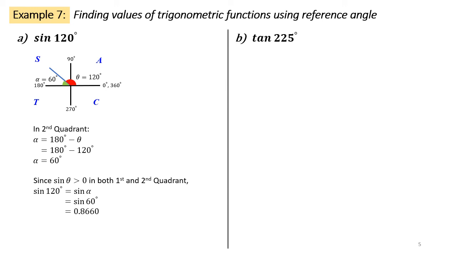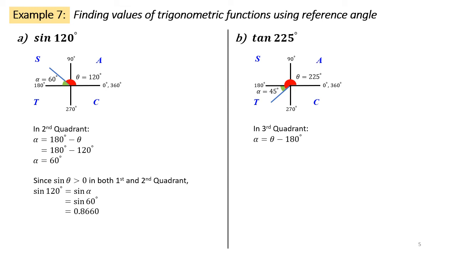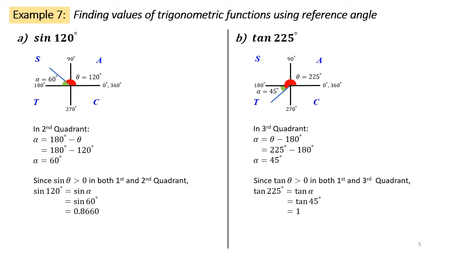As for the second example, we have tangent 225. First, again, we have to determine the position of 225 degrees. It will be in the third quadrant. So in the third quadrant, our alpha will be theta minus 180 degrees. So we will have alpha is equal to 45 degrees. And we also know that tangent theta will be positive in the first quadrant and also in the third quadrant. So we can just rewrite tangent 225 degrees is equal to tangent alpha. Substituting alpha equals 45, we will have tangent 45 is equal to 1.